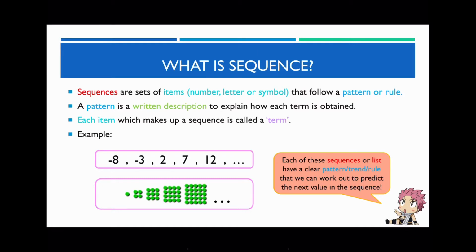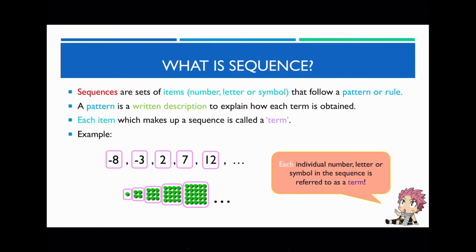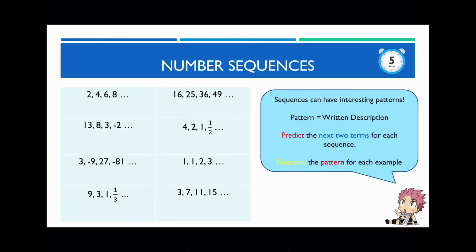Now my third dot point says each item which makes up a sequence is referred to as a term. So in this case, each of these individual letters, numbers or symbols is referred to as a term. It's really important that you understand the differences between the terminologies.